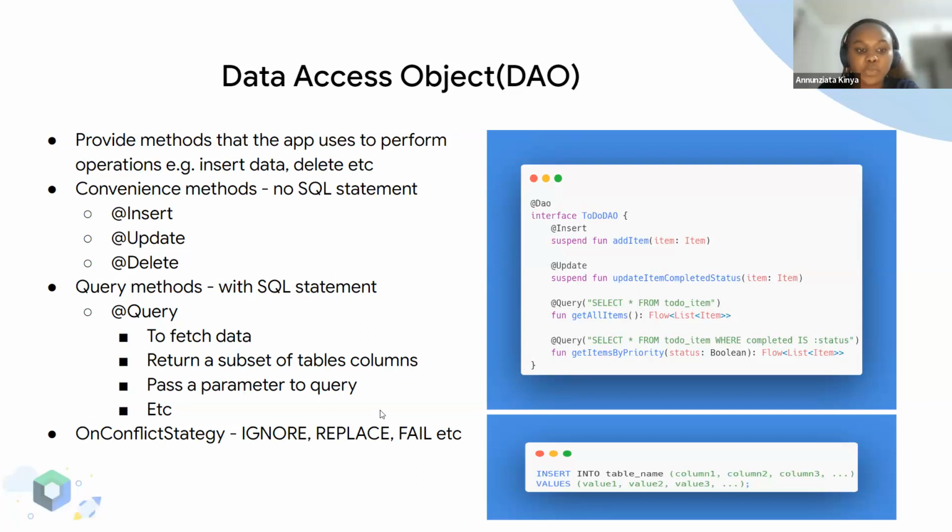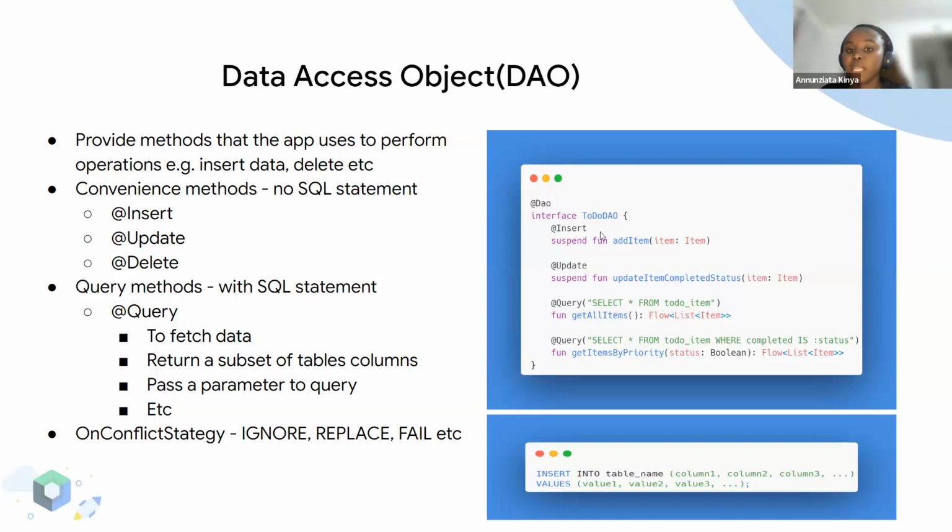The last bit to note in terms of the data access object is something called on conflict strategy. For instance, let's say you try to add an item to the database and you pass the primary key, but there's already an item that exists with that primary key. In terms of room, that will be a conflict because you're trying to insert, but there's already something that exists in the DB.